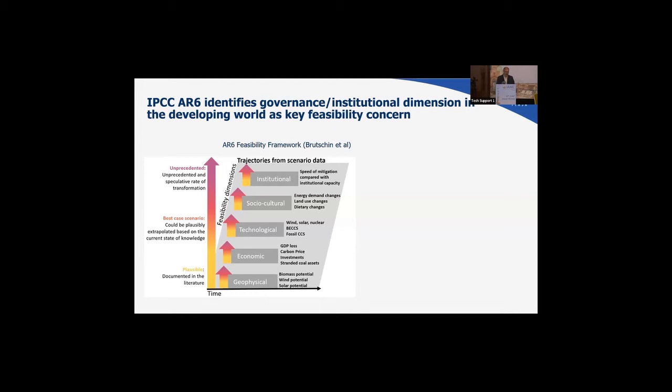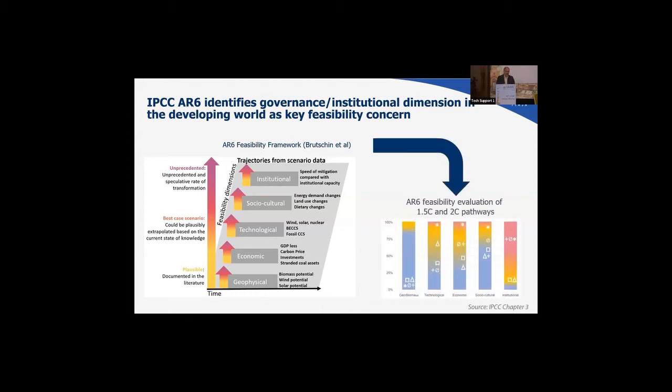And if we look into basically the main confusion of AR6, actually governance and the institutional dimension and feasibility concerns that there are very rapid emissions reductions needed in developing countries has been one of the main feasibility concerns. So finding out a way how we as a community can better represent the heterogeneous situation of countries, and particularly institutional capacity and governance would be, I think, a great input into AR7.